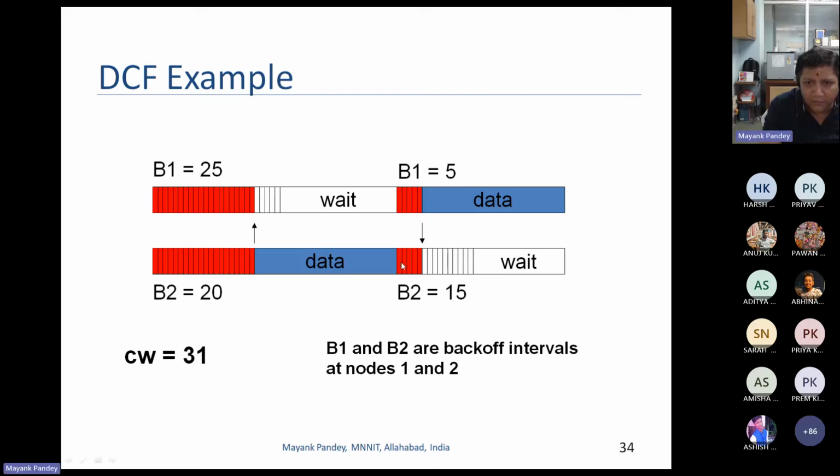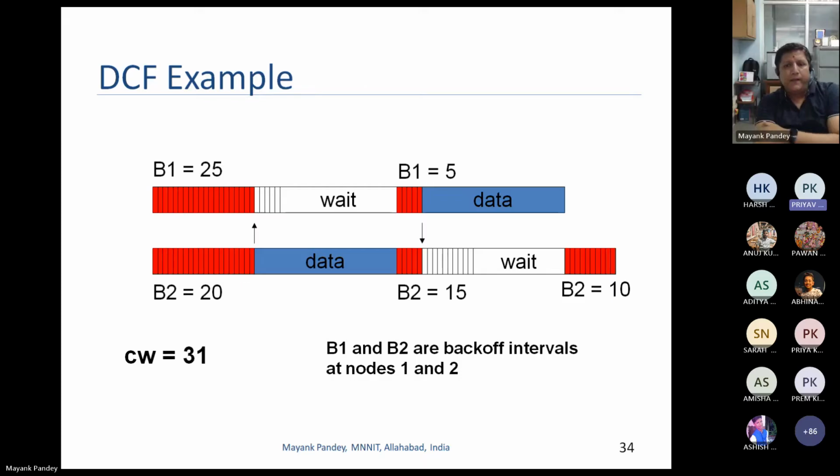And after B2 has waited for 5, the channel will become busy. Now what is the residual? 10. Next time B2 will wait for 10. Are you getting the point? Yes, sir. This is how the distributed coordination function works.